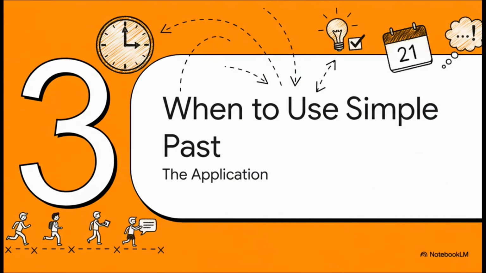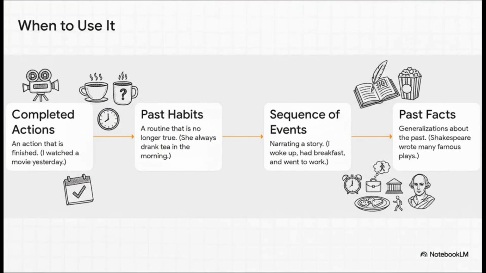Okay, so we know what it is, we know how to build it, but the theory is one thing. Application is totally different. So when do you actually use the simple past in a real conversation? Let's check out the four big situations. So there are basically four main scenarios where the simple past is your best friend. The first one is the most obvious, for actions that are completely done. I watched a movie yesterday. It's over.